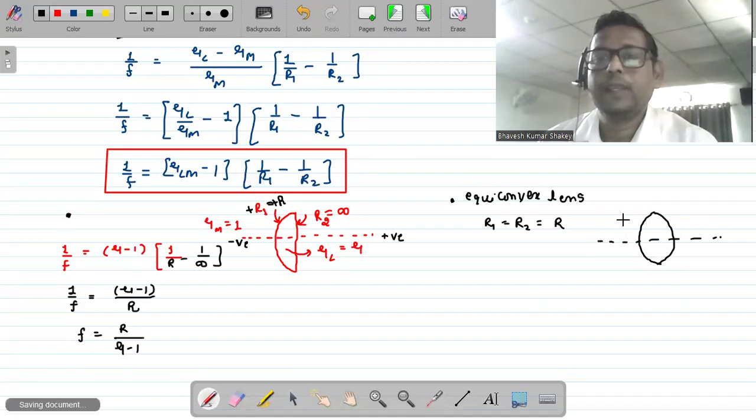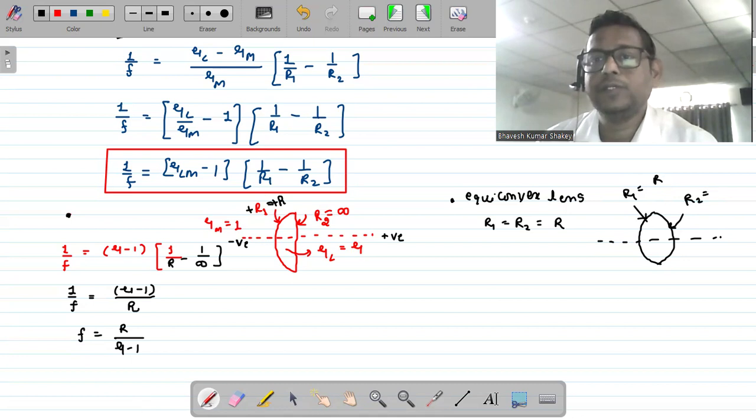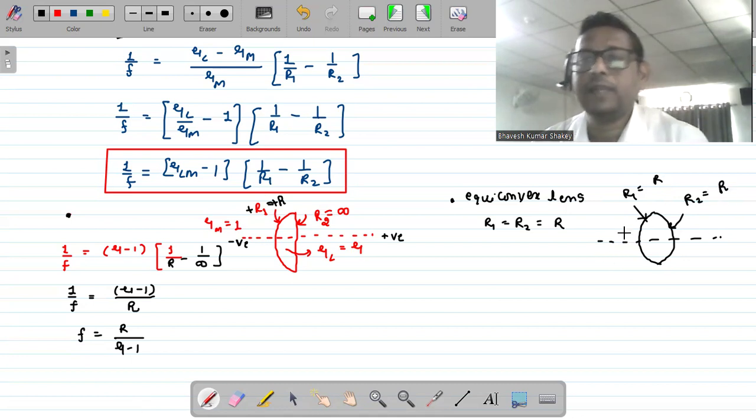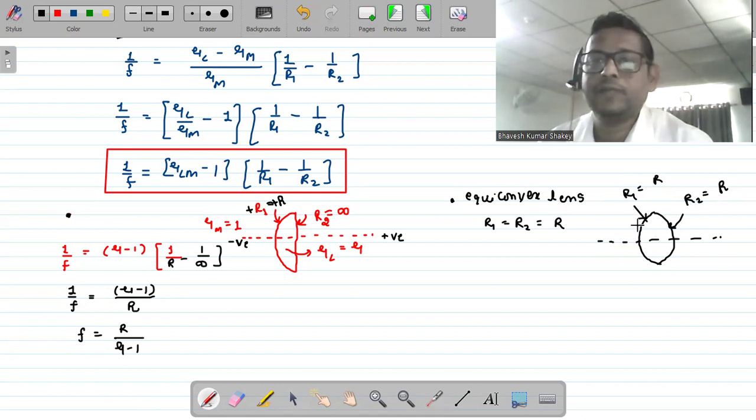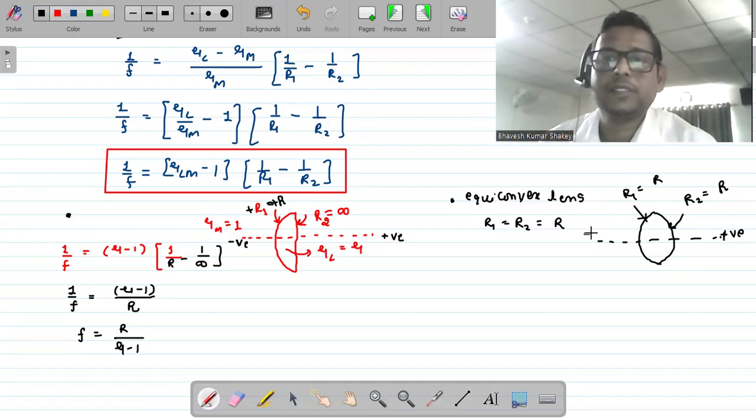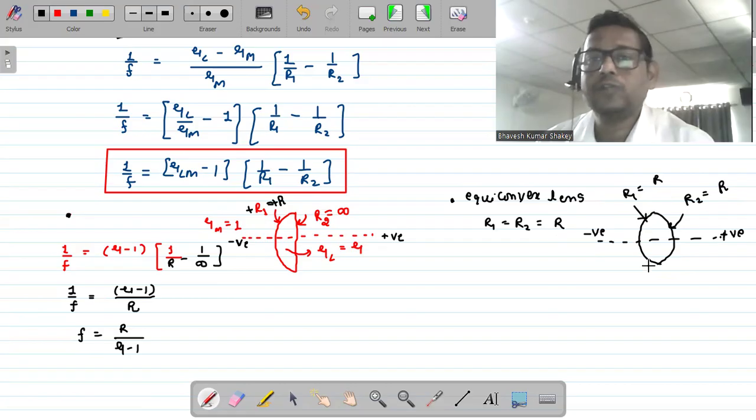Here this one is my first surface, R1 is equal to R. This is my second spherical surface, so R2 is equal to R. Now, how do we take the sign, which one is positive and which one is negative? You can see that this direction is the positive direction and this direction is the negative direction. So this surface opens towards the positive direction, so it is taken as positive, and this surface opens towards the negative direction, so it is taken as negative.